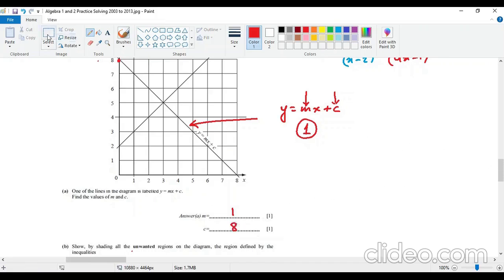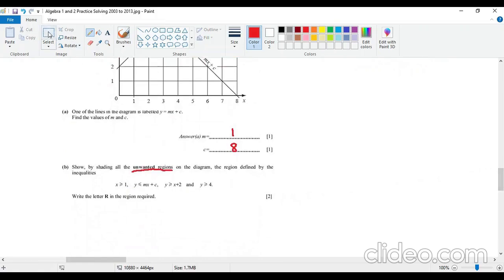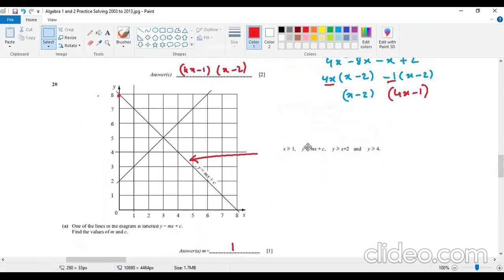Now the next part of the question says to show by shading all the unwanted regions. Unwanted regions is an important part of this question, in which we are going to have four inequalities. I'm going to bring this over here for all of us to see what exactly they look like. Now, for example, the first one is saying x is greater than or equal to 1. So that means x is going to be 1, which is over here.